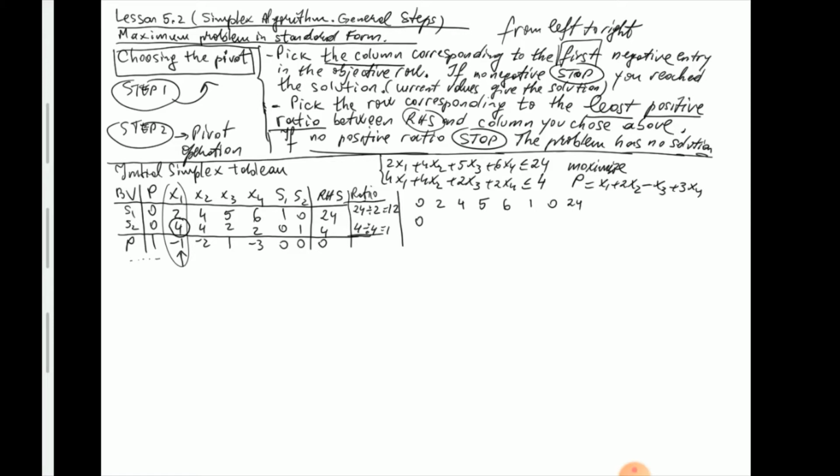Divide by 4. So that's going to be row 2 divided by 4 to make it 1. 0, 1, 1, 1 over 2, 2 over 4, right? 1 over 2, 0 over 4, 1 over 4, 4 over 4, which is 1. And again, circle the pivot so that you don't lose it. And then move on with the algorithm.